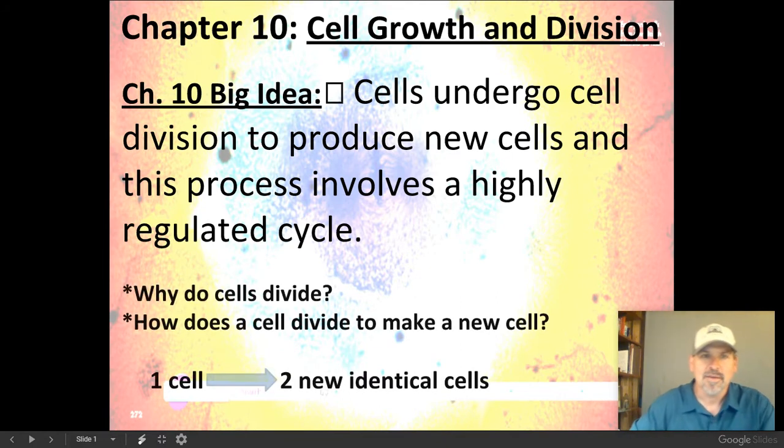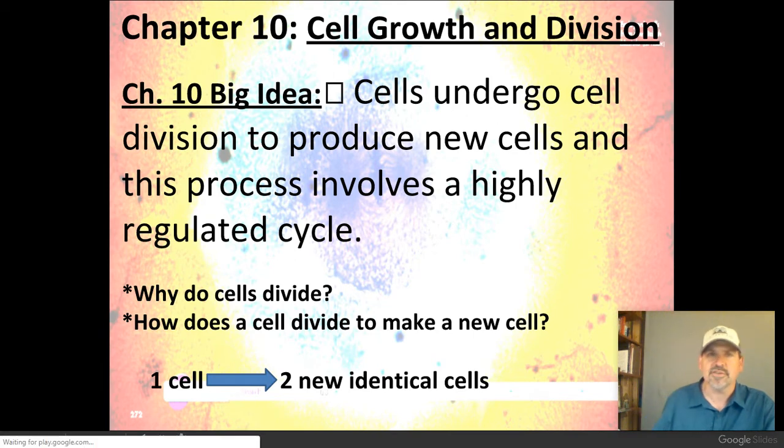All right, so a couple of questions. Why do cells divide in the first place? How does a cell divide to make new cells? One cell divides into two identical daughter cells. Now, we've already covered chapter 12. We know from chapter 12 that DNA replicates itself, and that is an important step that has to take place before the cell itself divides into two.